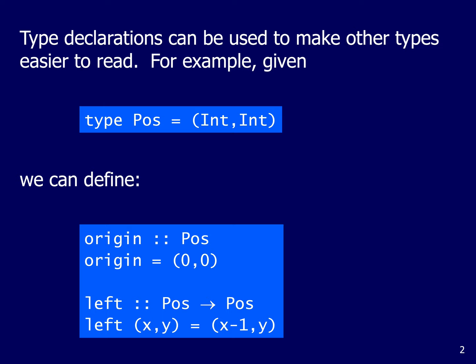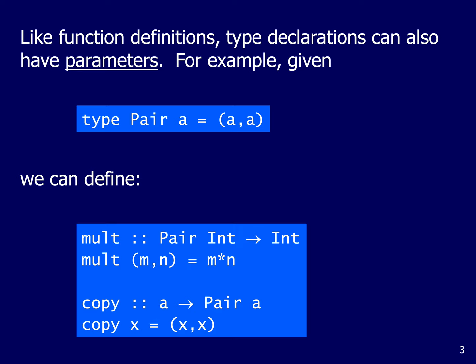Then in the second example down the bottom, we're defining a little transformation called left, which is a function that takes a position to a position, and left of (x, y), we simply decrement the x-coordinate to move one space to the left. And again, I think the type here for left, Pos to Pos, is much nicer than writing that it takes a pair of integers to a pair of integers, because now I can see, just by looking at it, that it's some kind of transformation on positions. So Haskell tries to be very flexible.